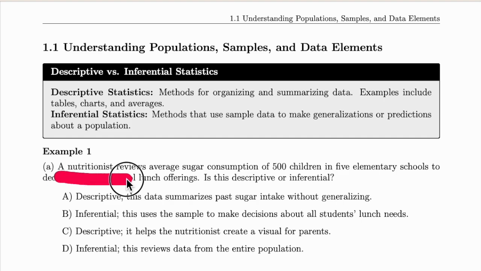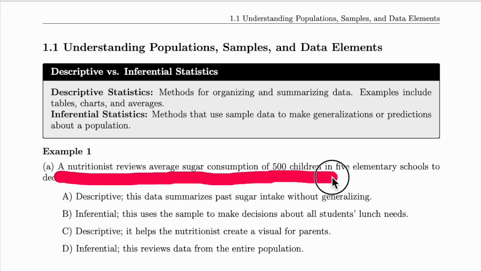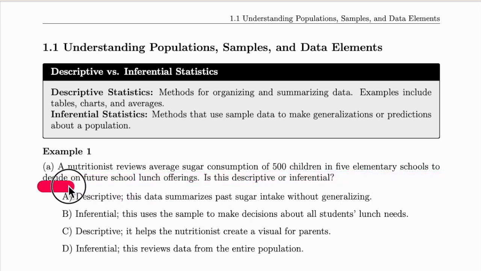So let's look at example 1A. A nutritionist reviews average sugar consumption of 500 children in 5 elementary schools to decide on future school lunch offerings. Is this descriptive or inferential? Now remember, the big difference between these two is that one is used to summarize and describe data, while the other one is used to make decisions, predictions, and estimations.